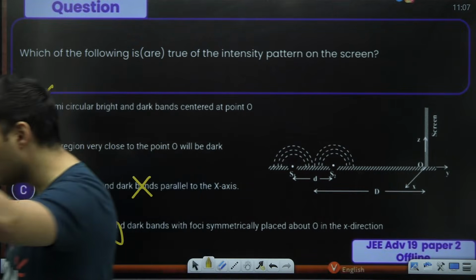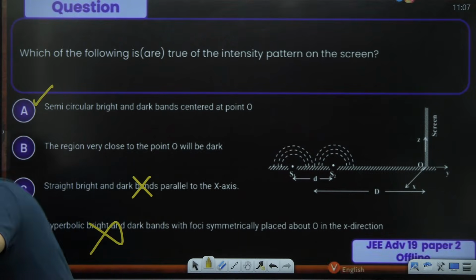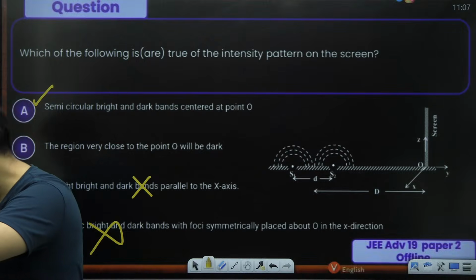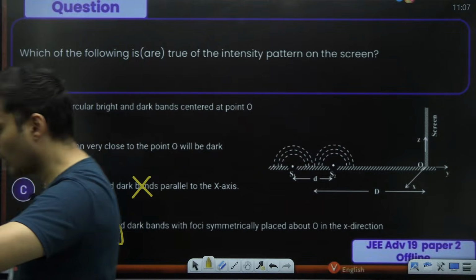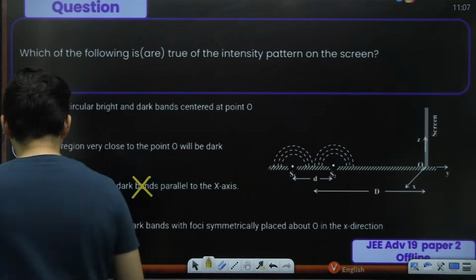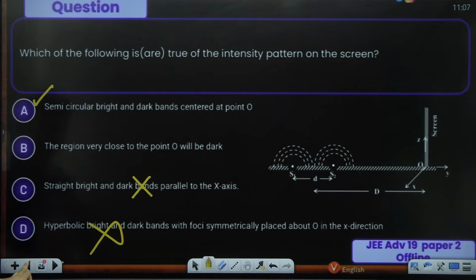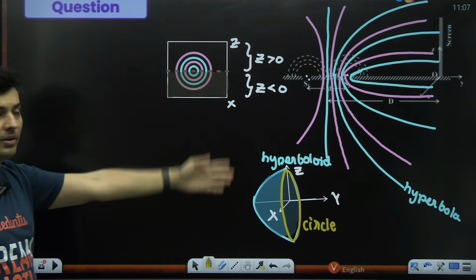Is this clear? Give me a thumbs up, my dear students. Let me know quickly in the chat box if this much part you have understood. Then I will proceed ahead. Clear? Okay, very good. So C and D got eliminated, only A is correct. And the explanation for that I have given you right over here.